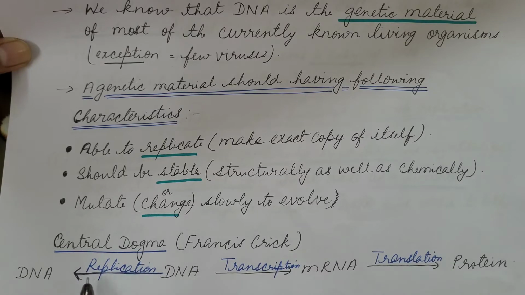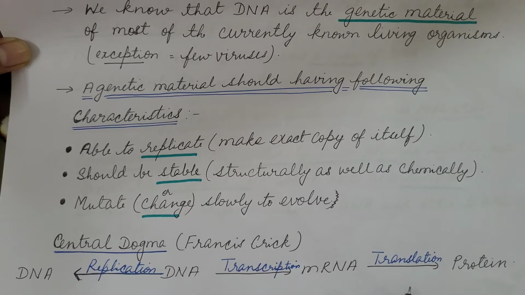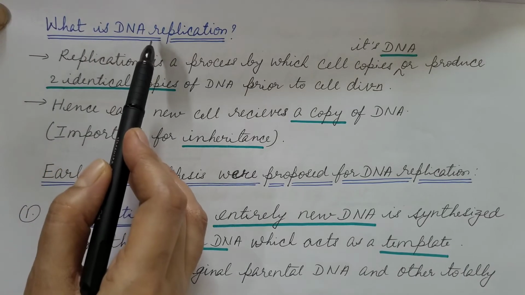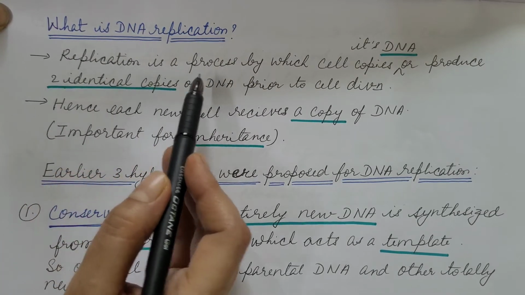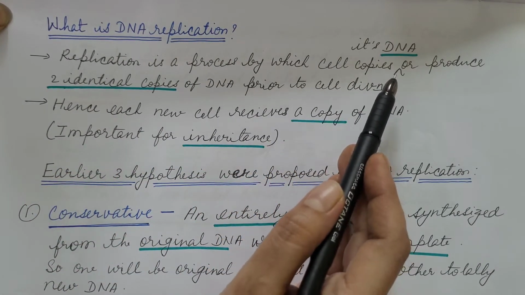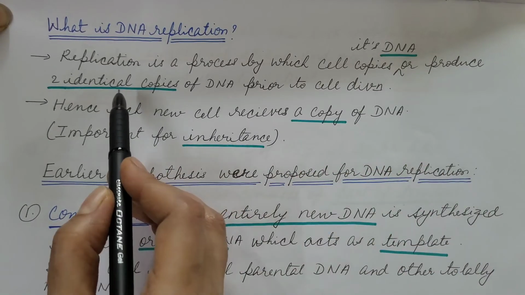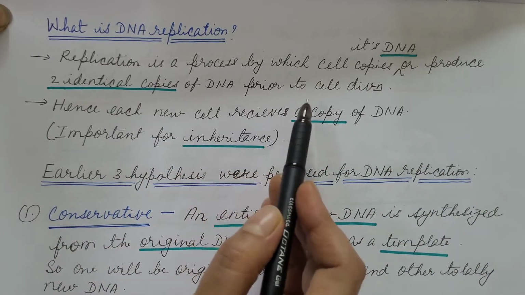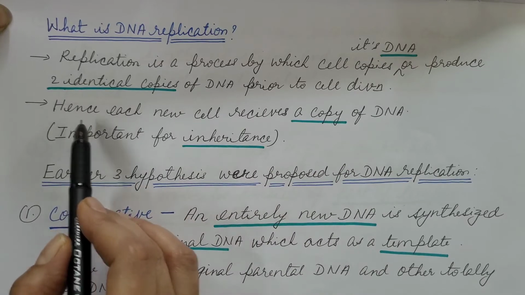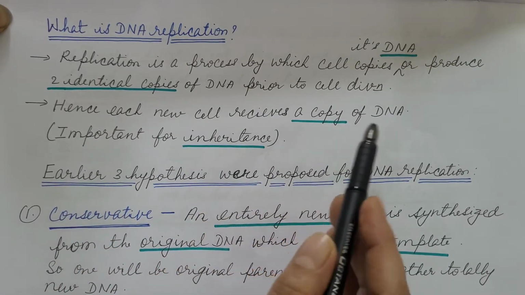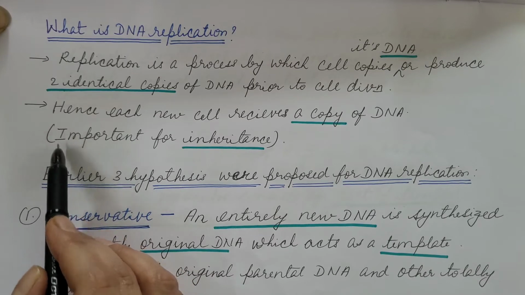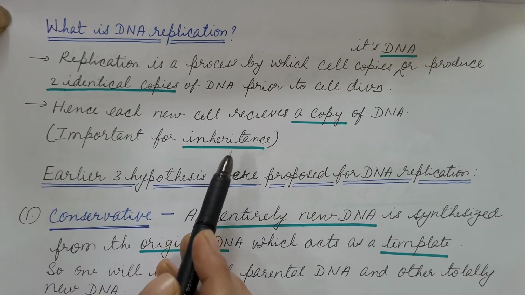We will discuss replication, transcription and translation in detail in separate videos. Today, we will focus on the semi-conservative nature of DNA replication. So now, what is DNA replication? Replication is a process by which a cell copies its DNA or produces two identical copies of DNA prior to cell division. Hence, each new cell receives a copy of DNA. This is important for inheritance.